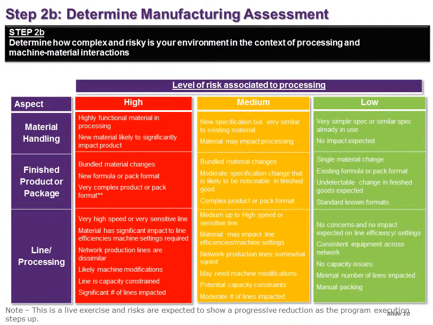Step 2B, manufacturing risk. To determine the risk, you need to take into account 3 aspects. Number 1, materials handle, to understand the impact of the material in the overall manufacturing process. Number 2, the finished package, to understand how the new material will impact the bundle and the finished product. And number 3 is the line processing, to understand if the new material impacts line efficiency, or if any changes, adjustments have to be made on the machine in order to run the new material.